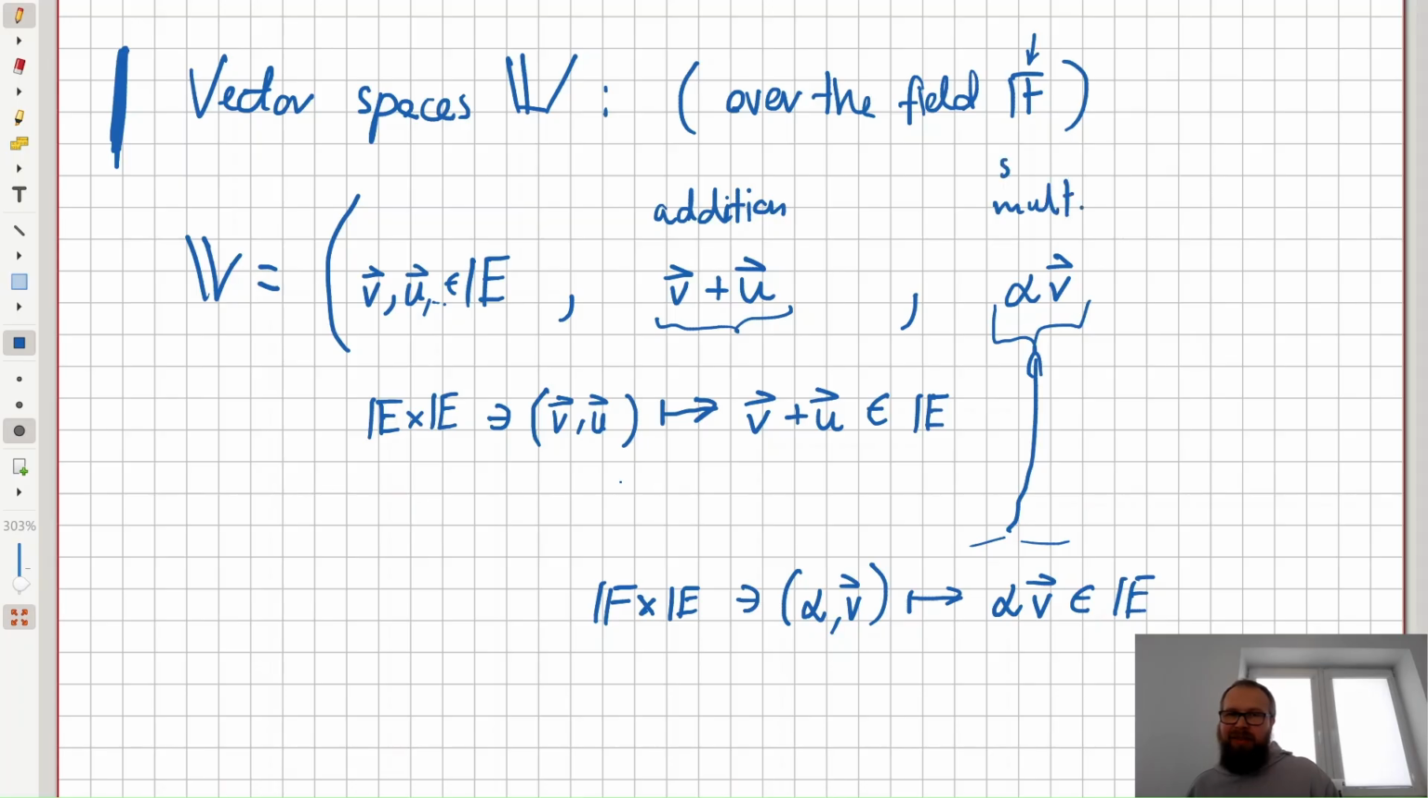Maybe scalar multiplication. And this is what, so again, a set of things, bolt onto it an operation of addition of things, and bolt onto it multiplication by a scalar. This is what a vector space is.